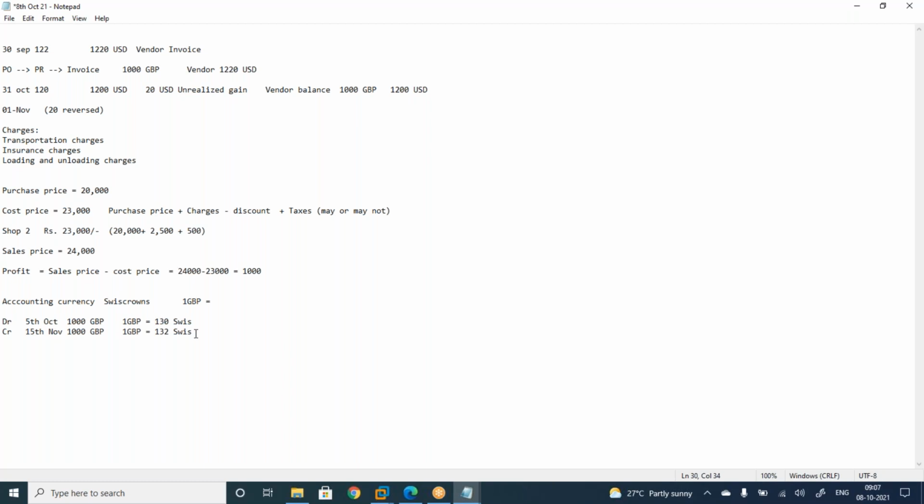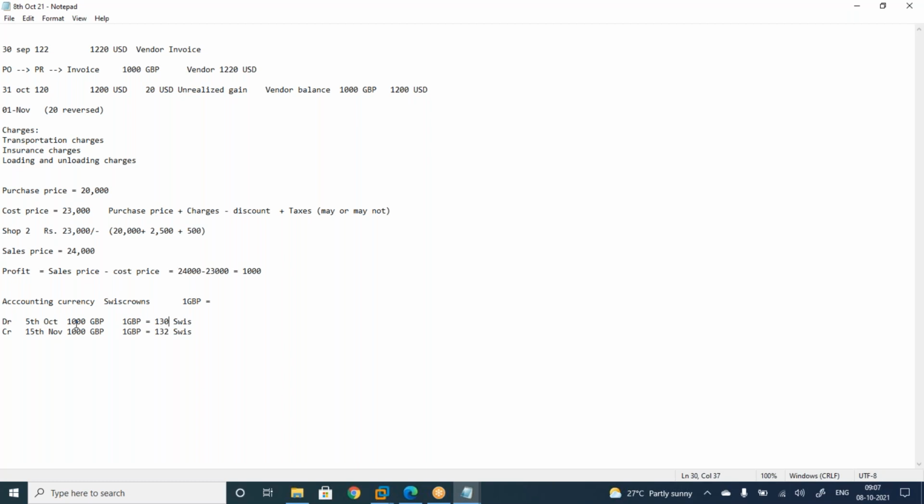Yes, sir. Then you need to run the foreign currency revaluation to nullify the balance. Otherwise, it will show you in the trial balance. Transaction wise, it is nullified already against this 1,000 versus 1,000. But in the trial balance, it will show you because it is 13,000 and it is 13,200 for 1,000 GBP. It will show you a 200 balance. To nullify that balance, we need to run foreign currency revaluation.